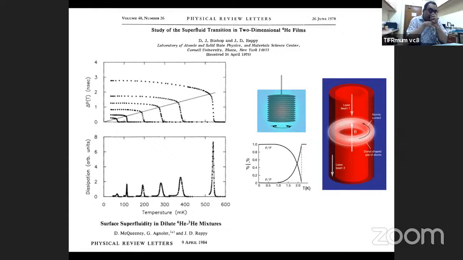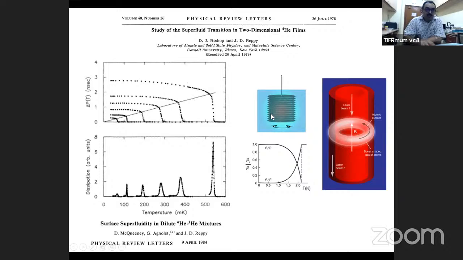Now what these gentlemen, Bishop and Reppy, had done were very interesting experiments. The way you measure viscosity is that normally you take a drum like this, or you have these discs here, and you dip it in liquid helium. The discs are hung by a quartz thread, so you put them into rotating oscillation.